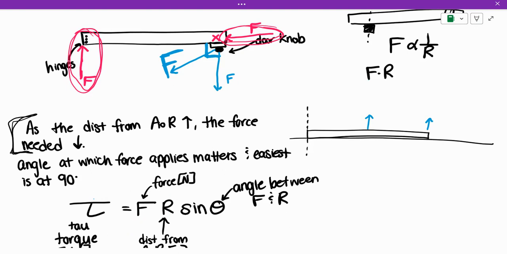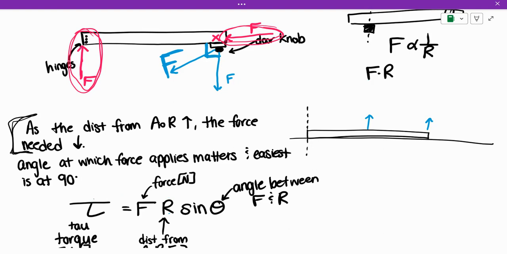All right. Now, with the hinges, if I apply a force at the hinges, that's where I'm rotating. So the hinges are where I have an axis of rotation. That makes my R value 0. And if my R value is 0, then my torque value is 0, which explains why we see no rotation when I apply a force directly at the hinges. So again, this equation makes sense.